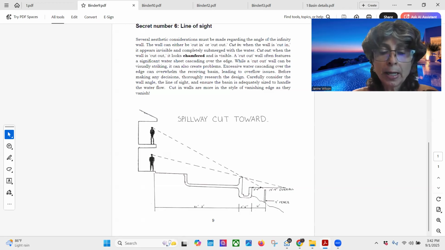And also the width of the pool is important to that, because you can make the pool wider if necessary to help move that line of sight out further. And you can also change the spillway. This is the spillway. Water that spills over the edge can be cut a number of different ways.